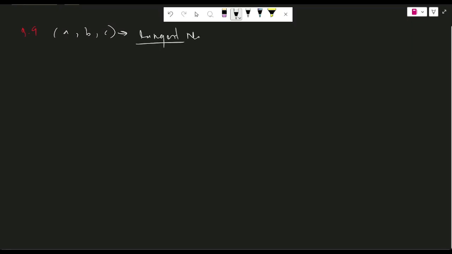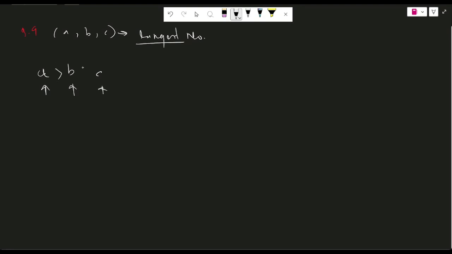Okay, largest number, which one of them is the largest number. So there are different ways where you can perform this particular task. The basic thing is we will check a, b, c. First check a, then check b, then check c. How do we do it?